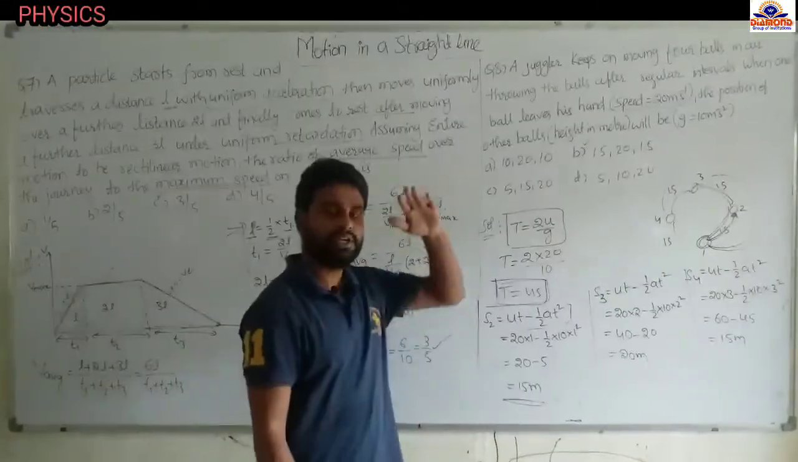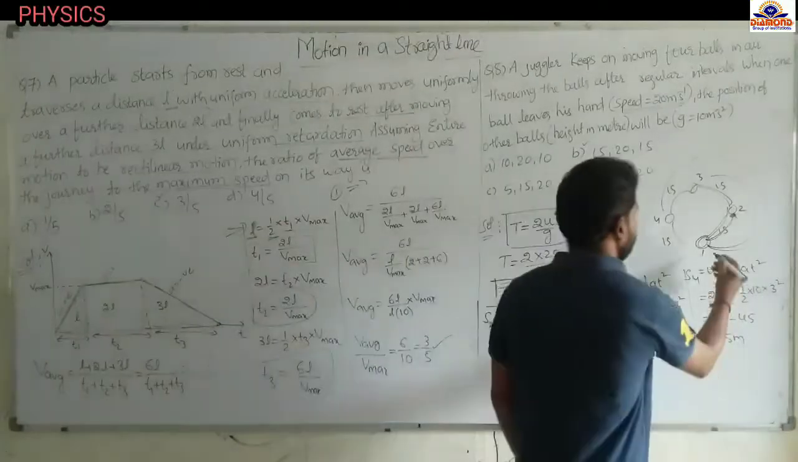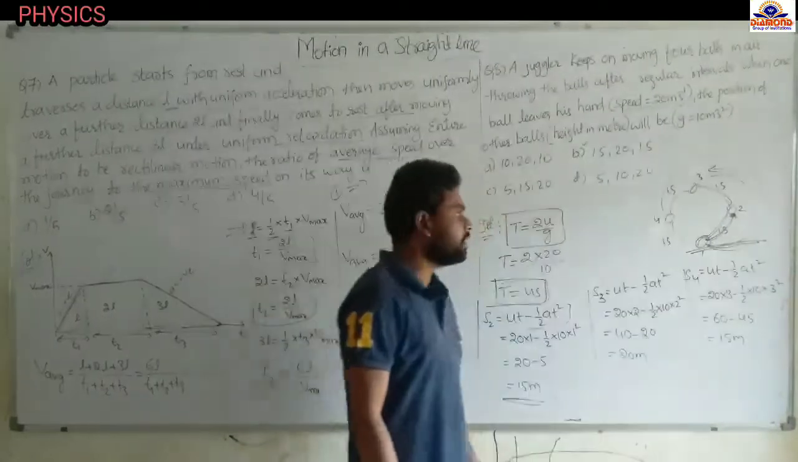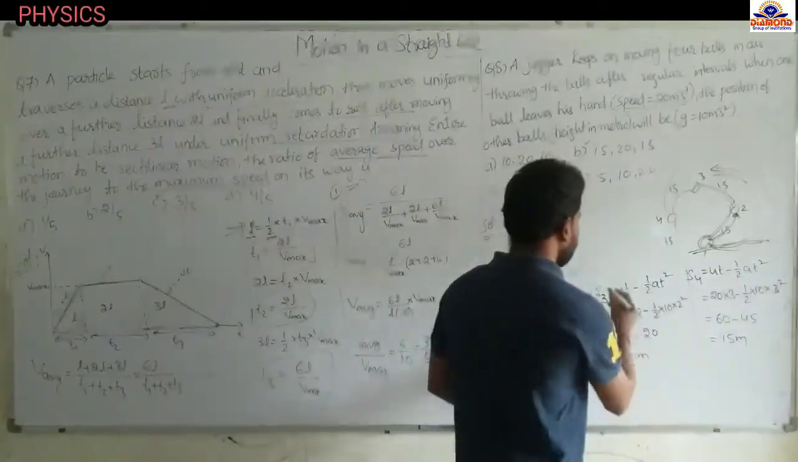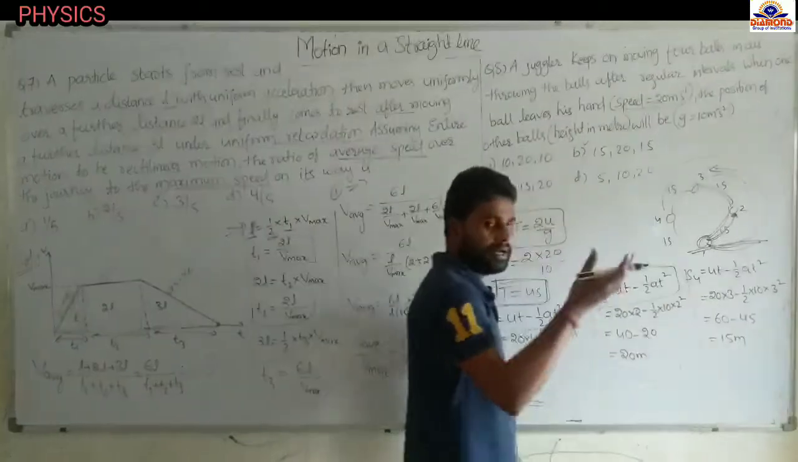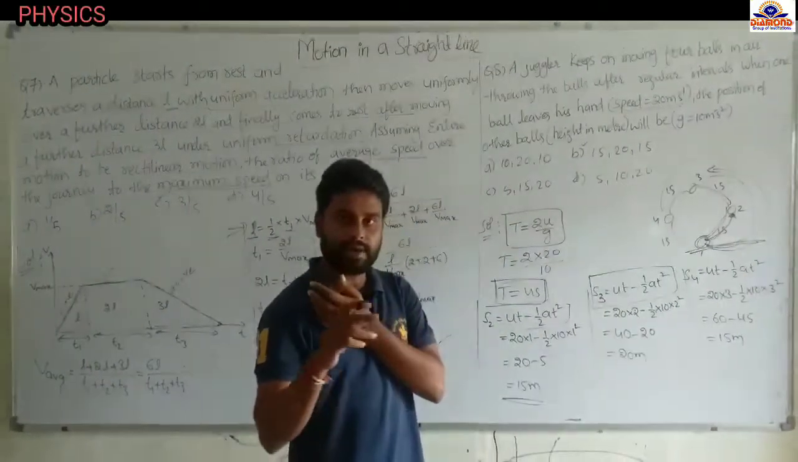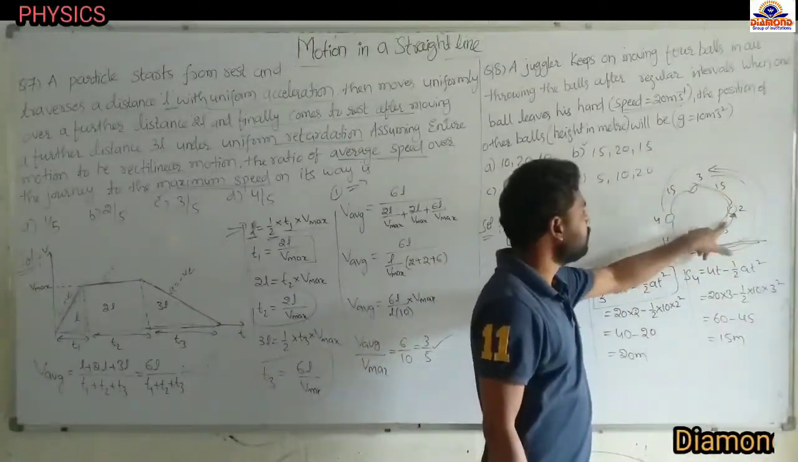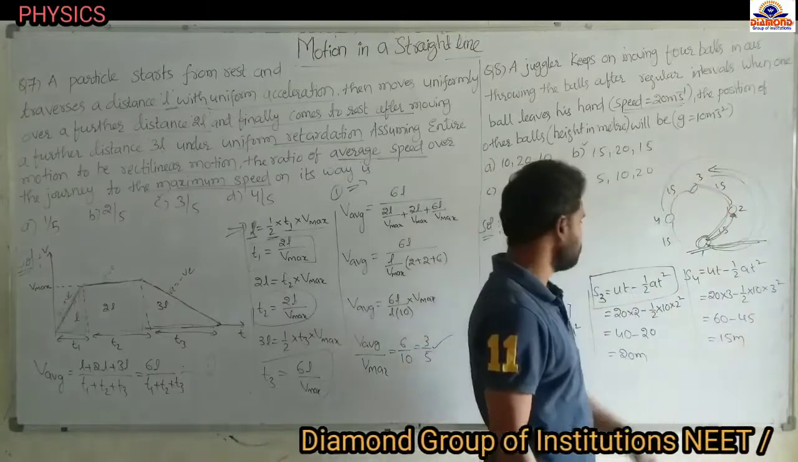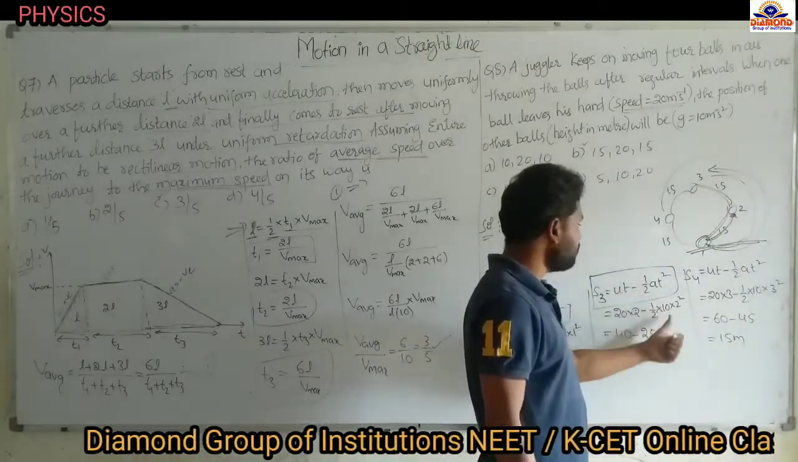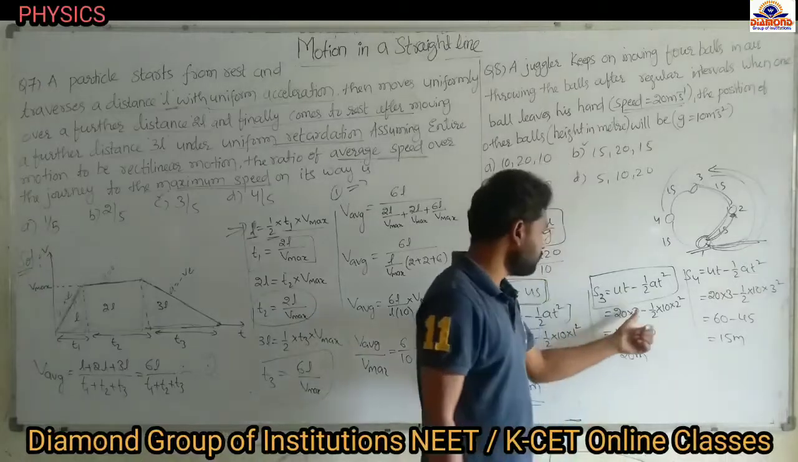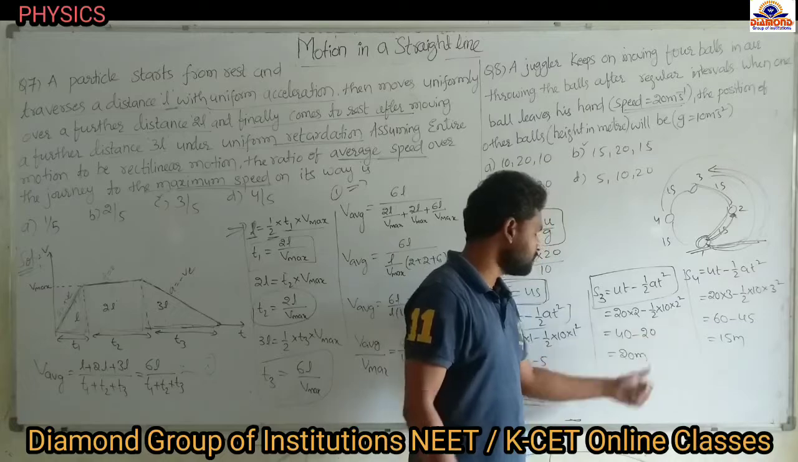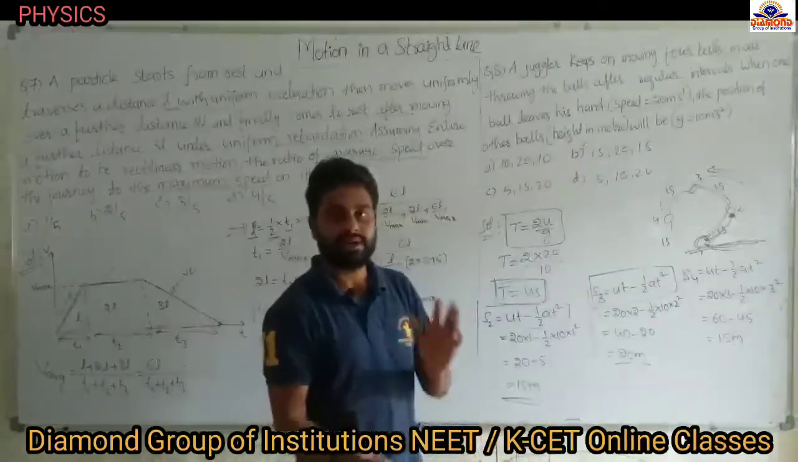So the second ball's position is 15 meters. Now the third ball's position, taking this as the reference, is at 2 seconds. S3 equal to ut minus half gt square. Here u is 20, and the total time is 2 seconds. So 20 into 2 minus half into 10 into 2 square, that is 40 minus 5 into 4, which is 40 minus 20, so 20 meters. The third ball's position is 20 meters.